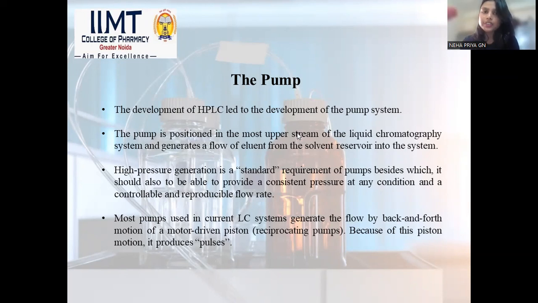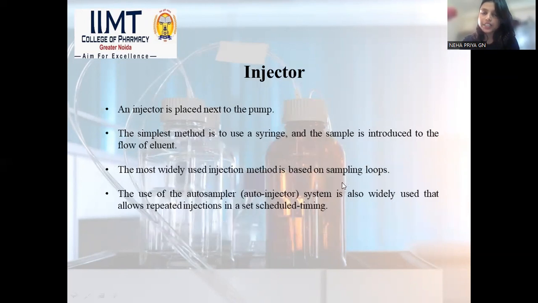The second thing involved in the instrumentation is the injector. What the injector does is inject our sample into the column. Earlier we used to inject the sample manually, but that was not precise. Thus we moved towards auto sampling, where the work became easier and more accurate. So the injector is also an important part. First is the solvent reservoir, second is the pump, third is the injector.